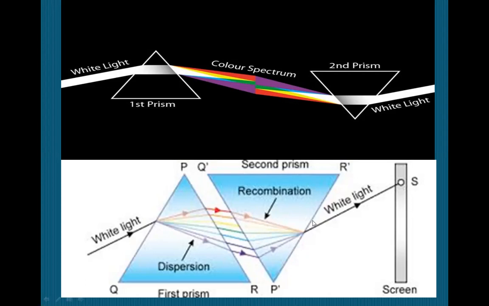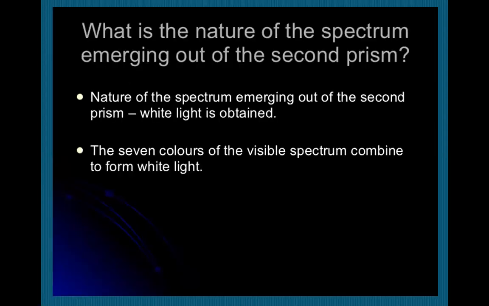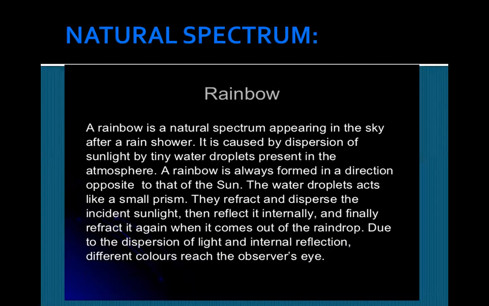So what this experiment shows is that white light first shows dispersion, and when an inverted prism is there, it will recombine again to form white light, and you will see white light on a screen in the output. So what this experiment says is that white light consists of 7 constituent colors, which you have to remember by the word VIBGYOR. So what is the nature of the spectrum emerging out? The spectrum emerging out of the second prism, which is inverted, is white light, and the 7 colors of the visible spectrum combine to form white light.